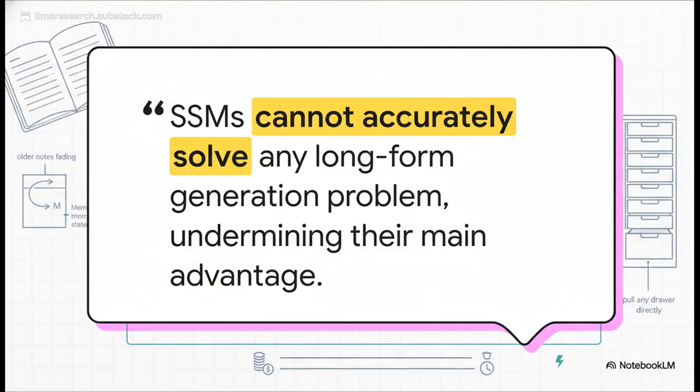Yeah, this paper makes a really bold claim. I mean, listen to this quote. "We show a simple theoretical result stating that SSMs cannot accurately solve any long-form generation problem, undermining their main competitive advantage." Whoa! So what they're saying is, because of that fixed memory, SSMs are just fundamentally broken for certain long tasks, and no amount of clever internal tweaking is going to fix that.